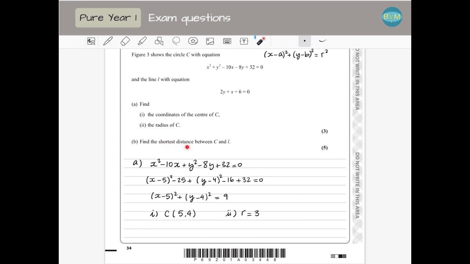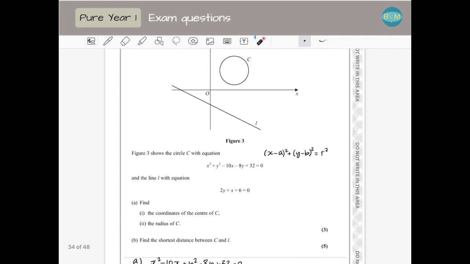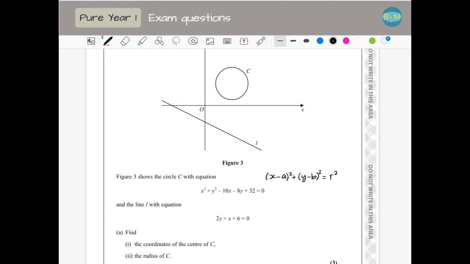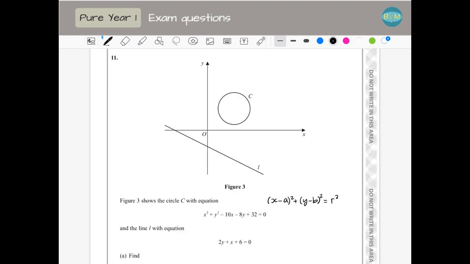Then find the shortest distance between C and L. If this is the center of the circle, I draw a perpendicular line from the center of the circle to our line. So this, well, this is not perpendicular. This I think is better. So this is perpendicular. The shortest distance is going to be this distance here. So what we can do is find the distance between this point and the line, and then subtract the radius, because I need this distance here, not the whole thing.